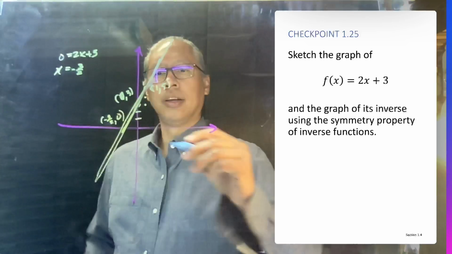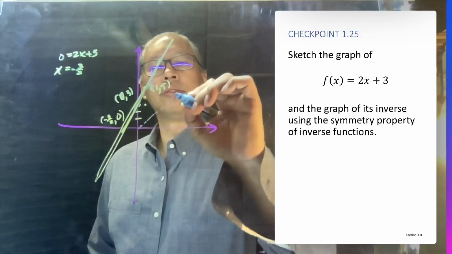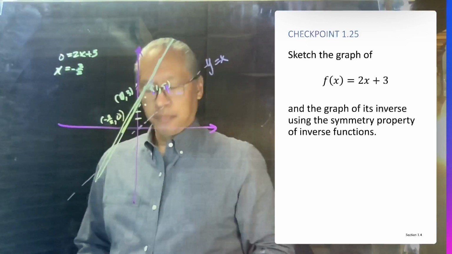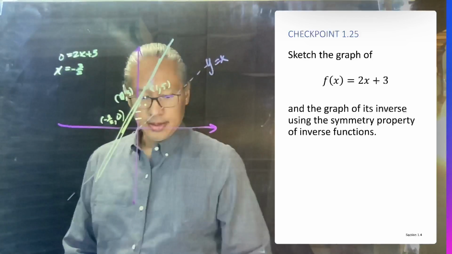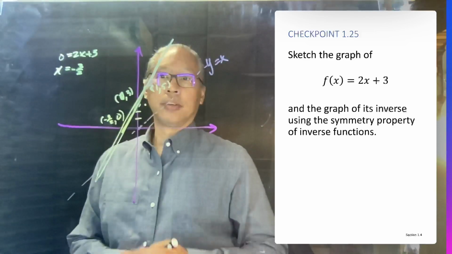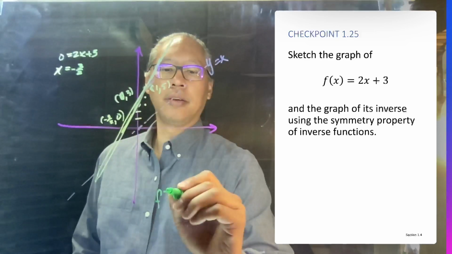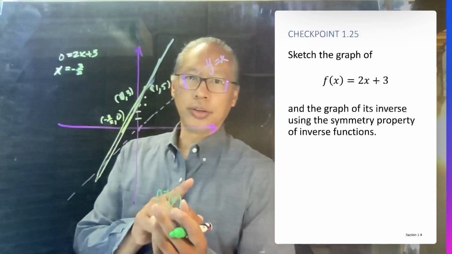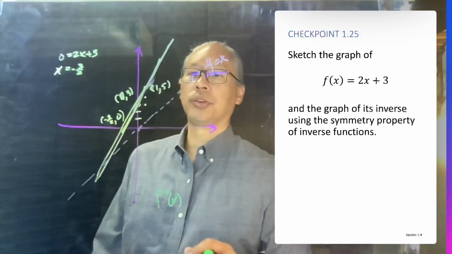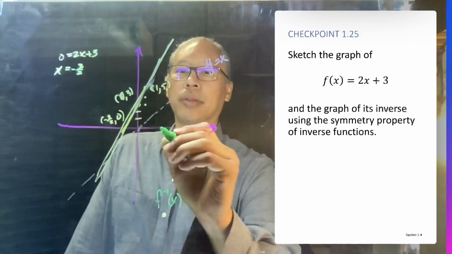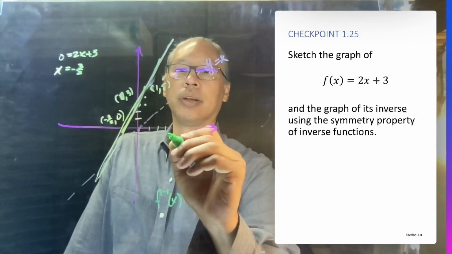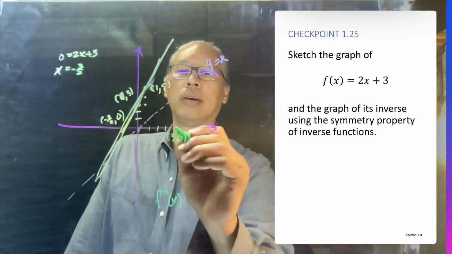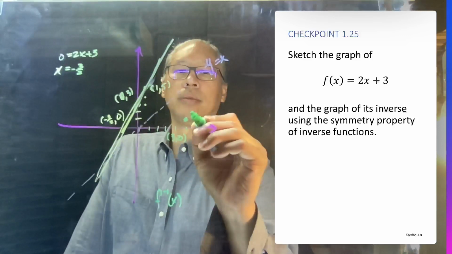Okay, so that is our original function. Now what we want to do is draw the line y equals x, and we want to graph the inverse. So the inverse function, f inverse of x, should be where all the points are switched. The x and the y values are switched. So for example, where we have 0, 3, we will have 3, 0. Where we have the point 1, 5, we will have 5, 1.